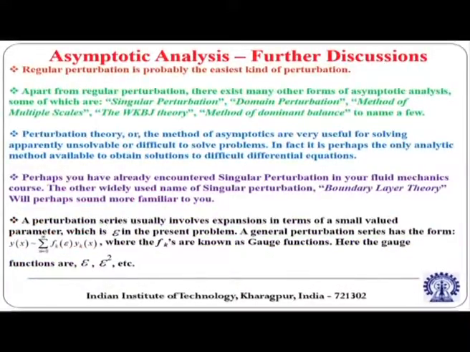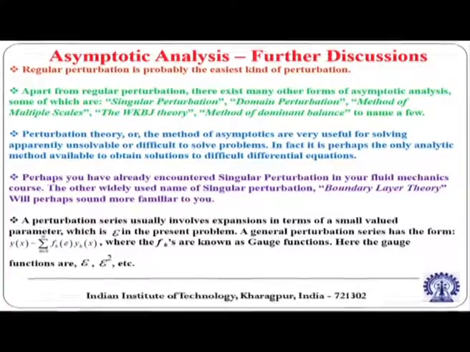So, some further discussions on the asymptotic analysis, this is for those of you who are mathematically minded, but even if we skip this discussion, that will not hamper much of our discussion so far, but just for the sake of your interest, regular perturbation is probably the easiest kind of perturbation. Apart from regular perturbation, there exist many other forms of asymptotic analysis, some of which are singular perturbation, domain perturbation, method of multiple scales, the WKBJ theory, method of dominant balance. These are several perturbation methods.